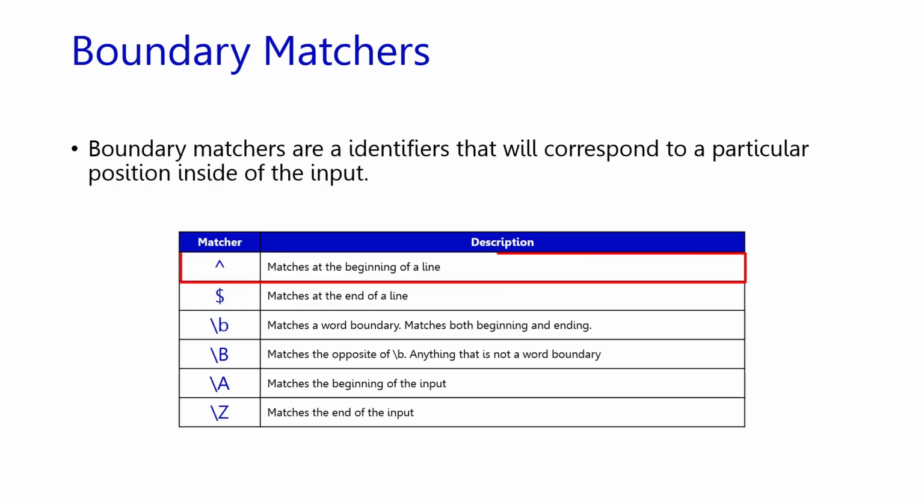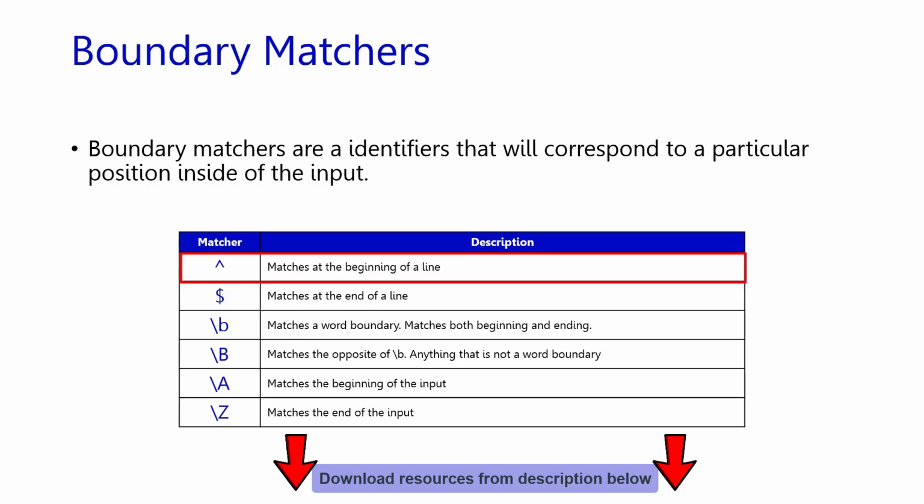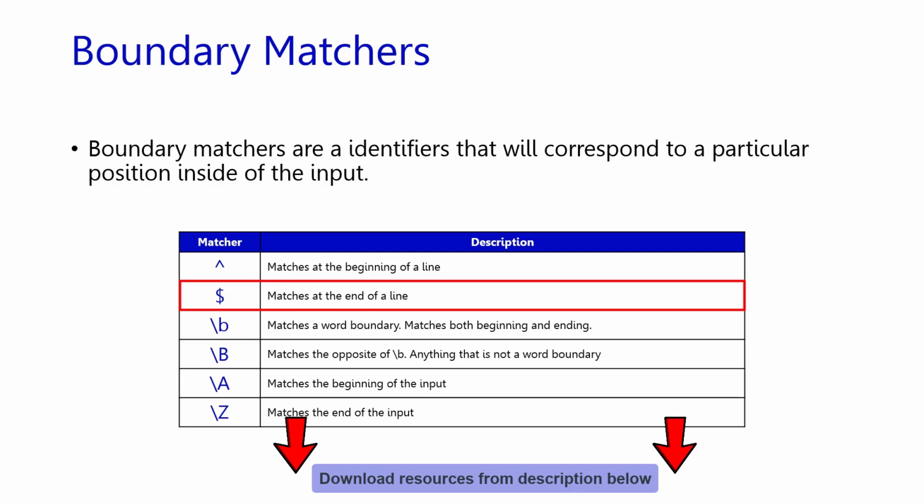Like the caret. We already saw this caret in a different scenario, particularly in the character set. But here we are going to use the caret to identify the beginning of the line. So for any line, if you want to look for a particular pattern at its beginning, we can use the caret symbol to identify any string or character at the beginning of the line. And if you want to identify a pattern at the end of the line, then we can use the dollar symbol.